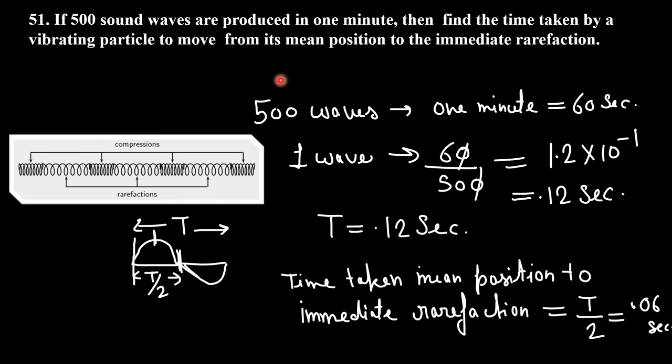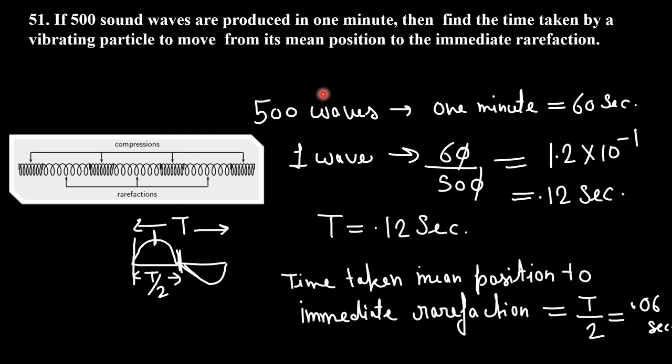Now what is given in the question? 500 waves are generated in 1 minute. So one wave, how much time will one wave take? 0.12 second. Divide 60 by 500 and you will get the time period of one wave. So this is the time period of one wave.